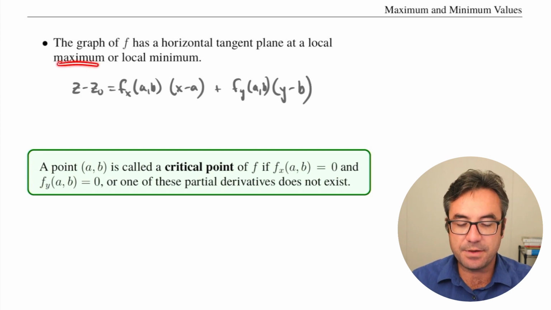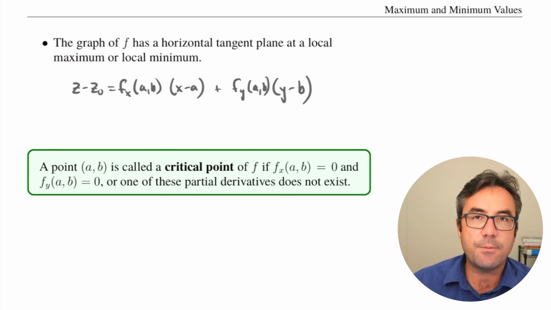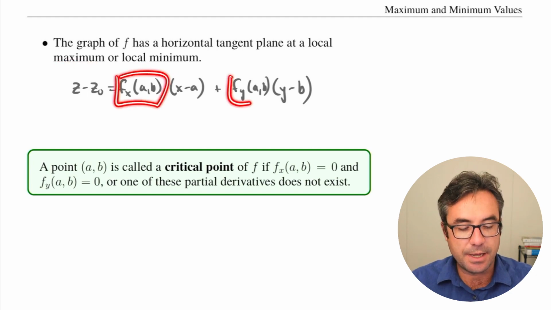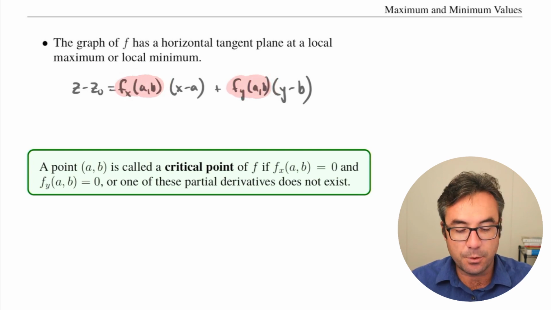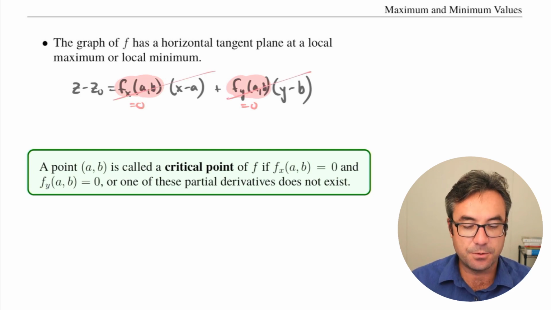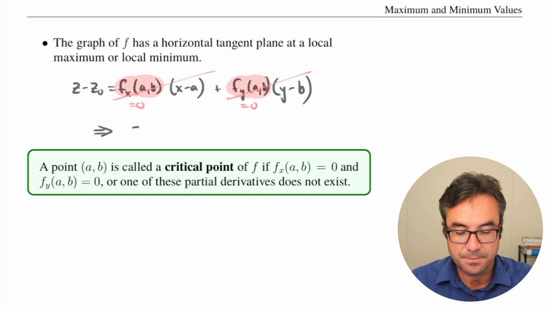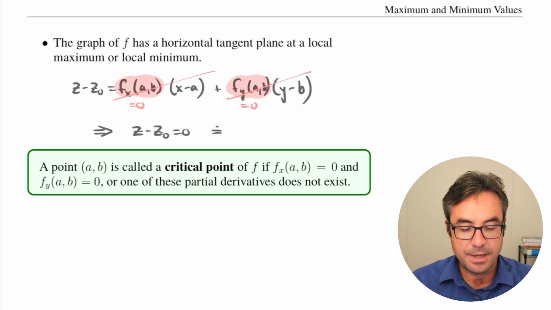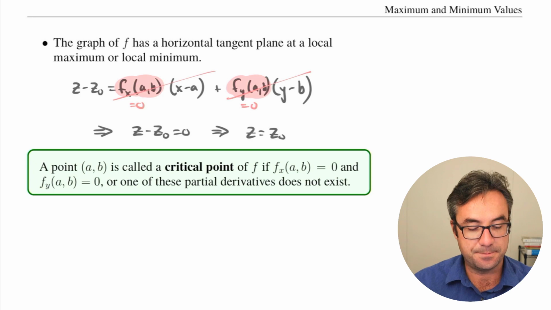And if we have a local max or a local min, what has to happen then is our x partial and our y partial both have to be 0. So these are both equal to 0. And if that's the case, then this whole piece is gone and this whole piece is gone, and we get z minus our z coordinate is equal to 0, and we end up with z is equal to just a constant. So that's a horizontal plane.